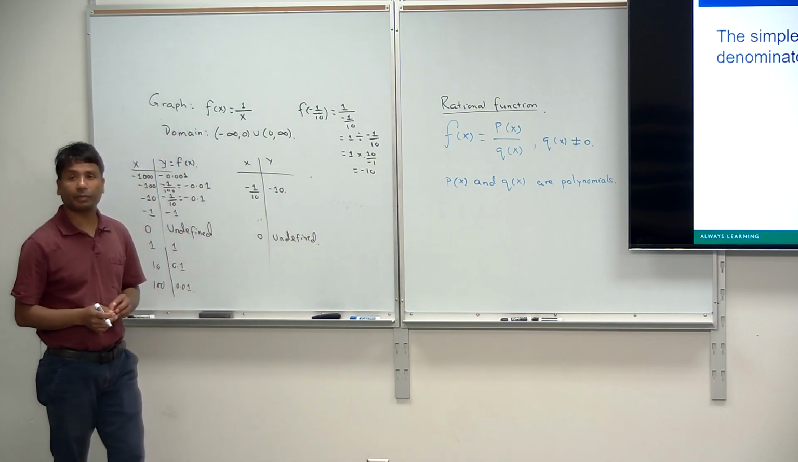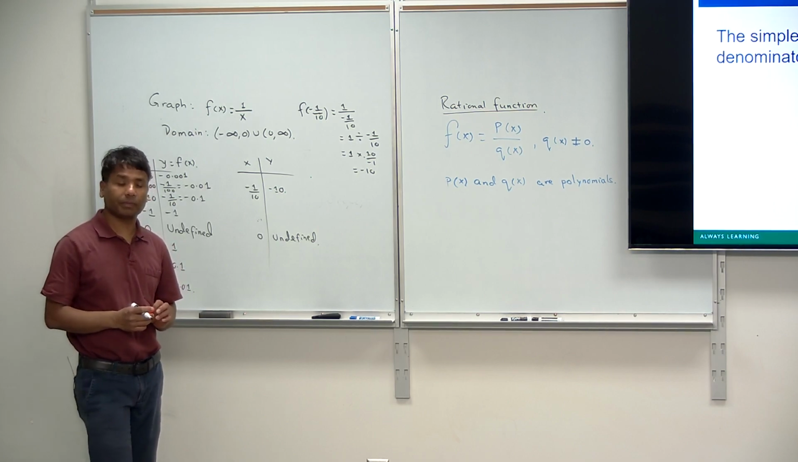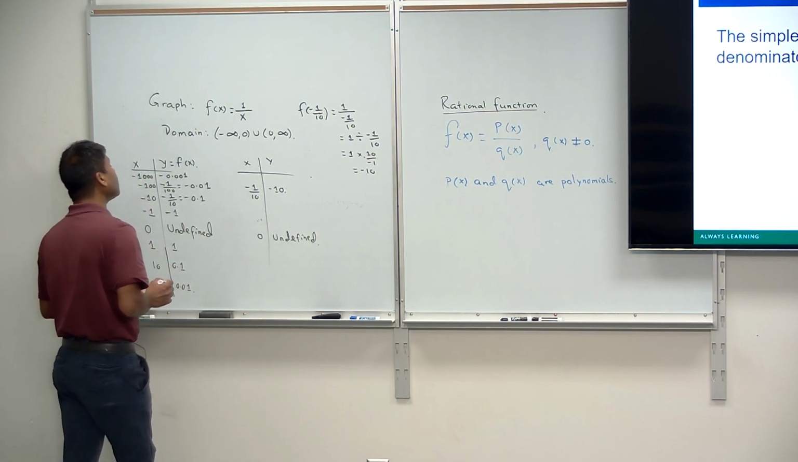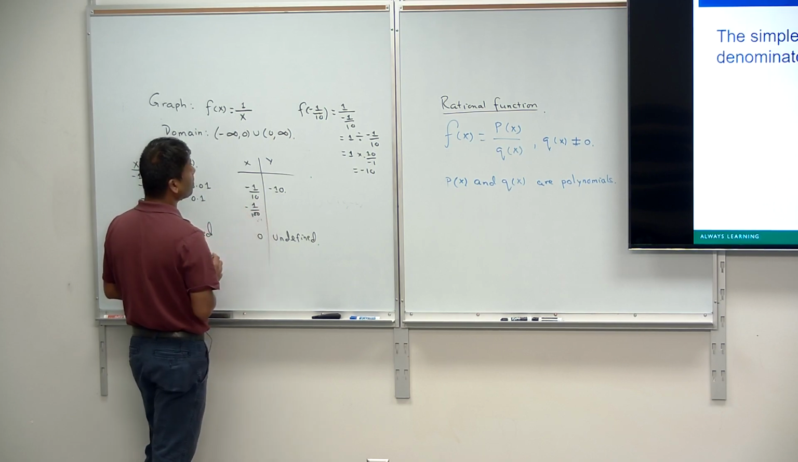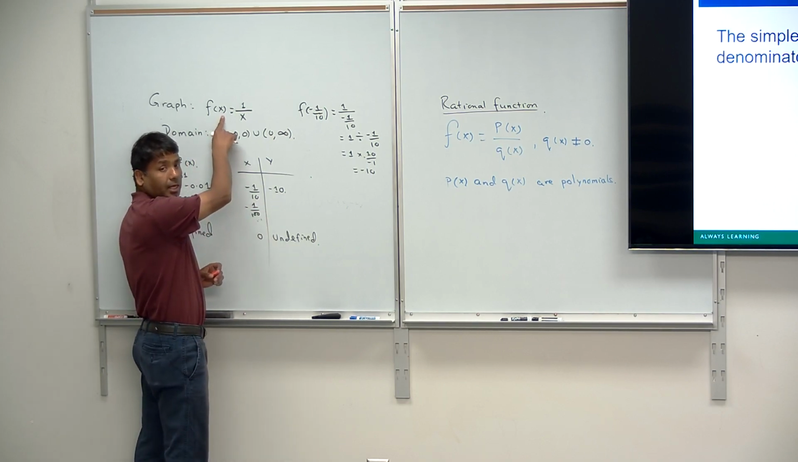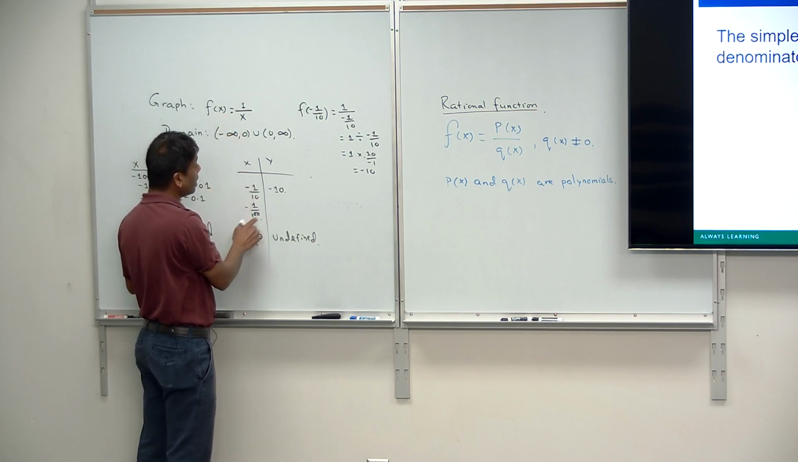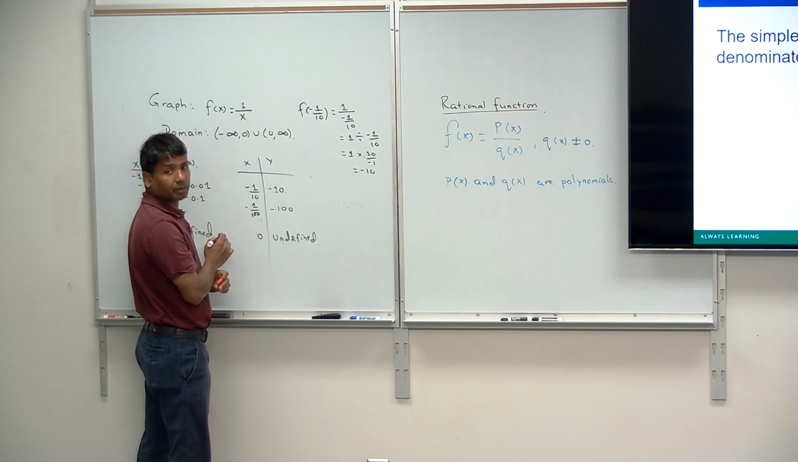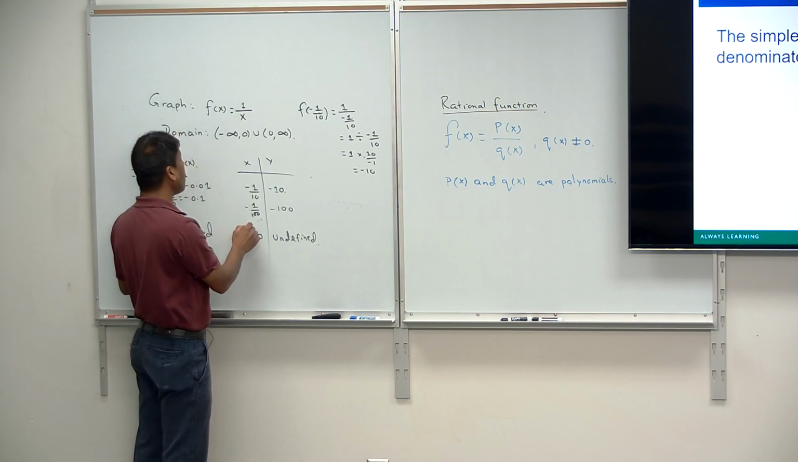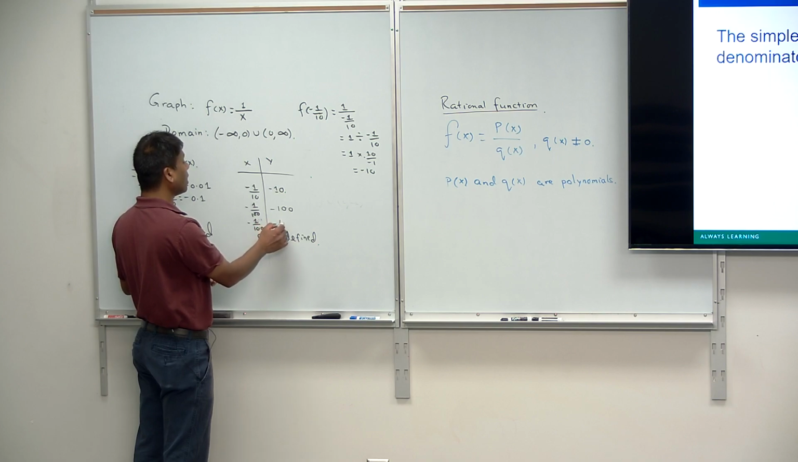Negative 10. Right? So if I plug in, let's say, x equals negative 1 over 100, what will this be? Negative 100. See that? If I plug in negative 1 over 1000, it will be negative 1000. Is that right?